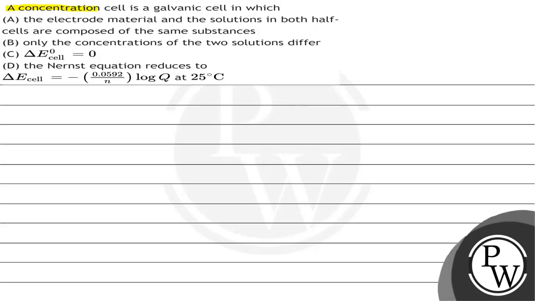A concentration cell is a galvanic cell in which: Option A, the electrode material and the solutions in both half cells are composed of the same substances. Option B, only the concentrations of the two solutions differ. Option C, delta E0 cell equals 0. And option D, the Nernst equation reduces to delta E cell equals minus 0.0592 log Q at 25 degrees centigrade.